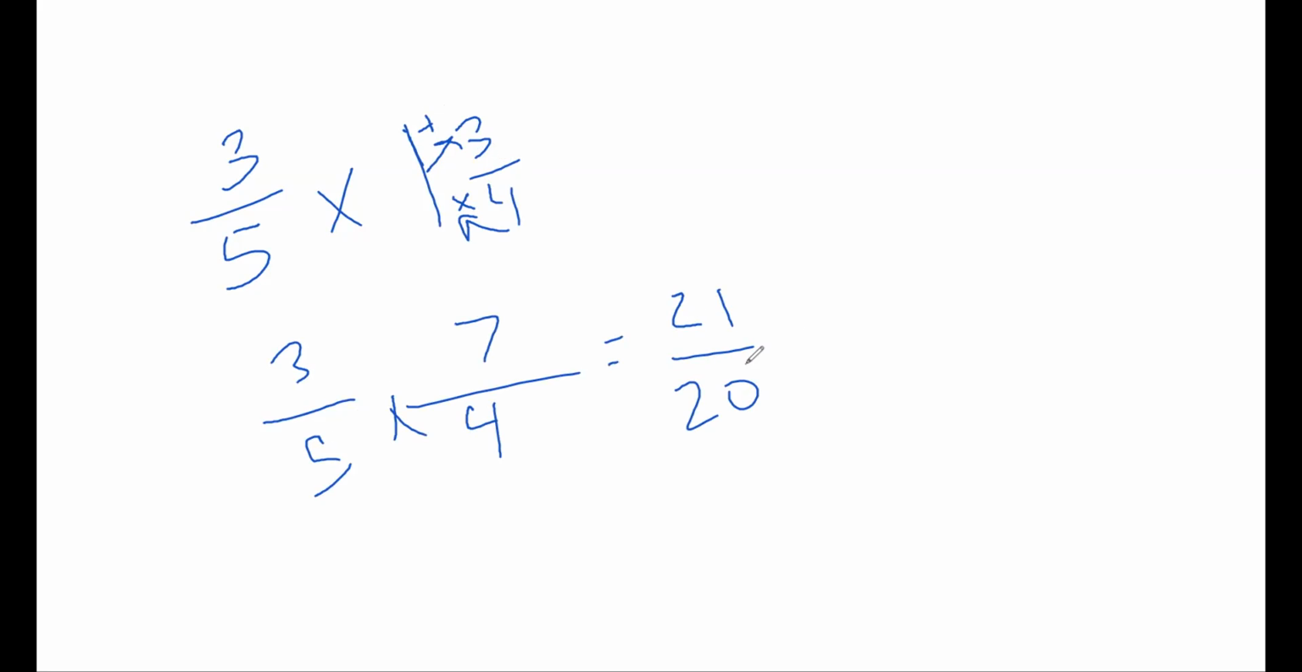However, this is top heavy. So what you need to do is 21 minus 20 is 1. Denominator stays the same, and 20 can go into 21 one time. Here's your answer.